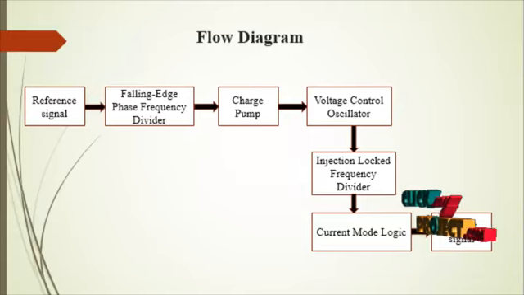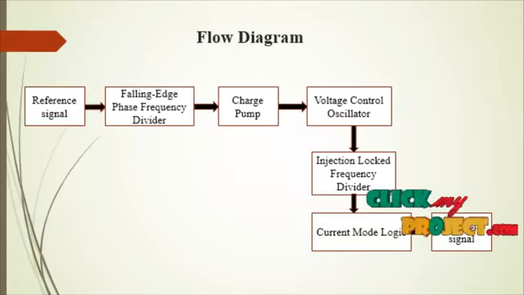The reference input signal will be directly applied into the phase frequency detector. This phase frequency detector output will be applied into the charge pump. In this charge pump, they will increase the charge of the frequency divider. The increased charge will be directly applied into the voltage controlled oscillator.